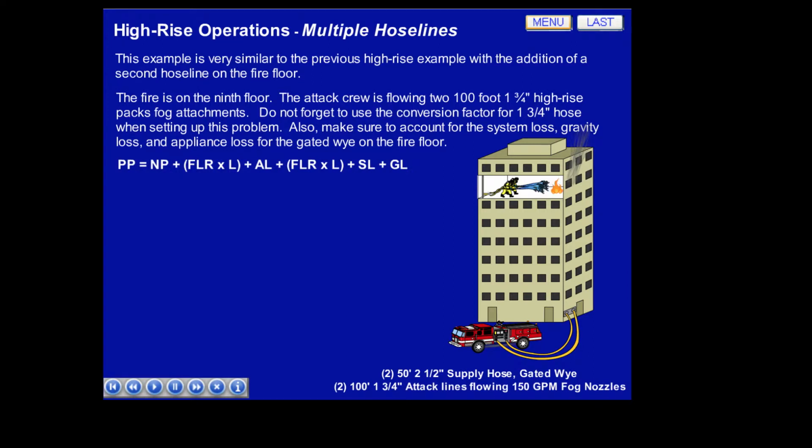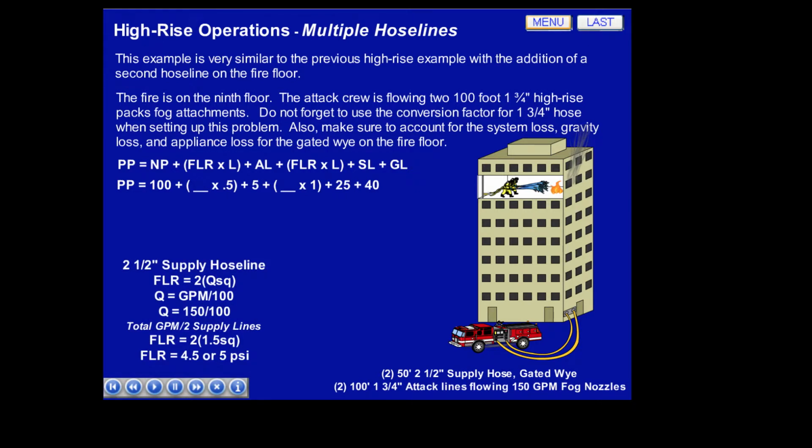Pump pressure equals nozzle pressure plus friction loss rate times length for the supply plus appliance loss plus friction loss rate times length for the attack hose lines plus system loss plus gravity loss. So pump pressure equals 100 plus the friction loss rate times 0.5 for the 50-foot supply hose line plus 5 plus the friction loss rate times 1 for the attack lines plus 25 plus 40.